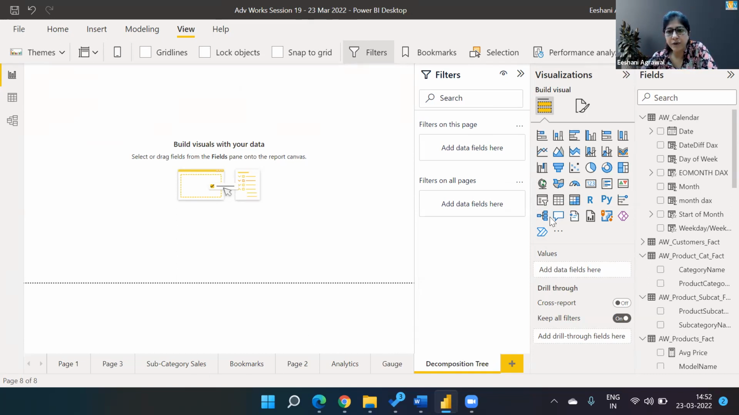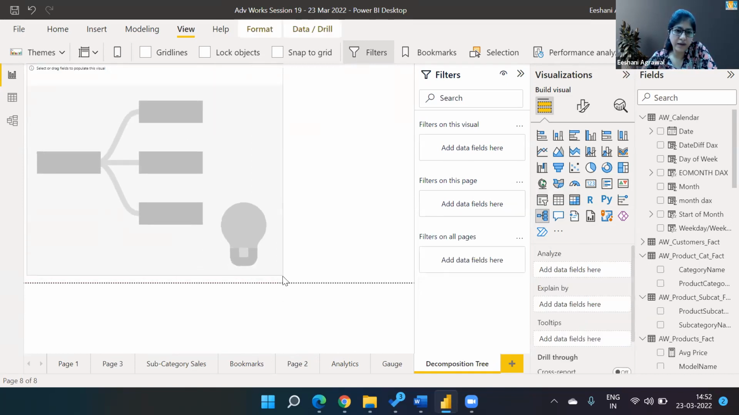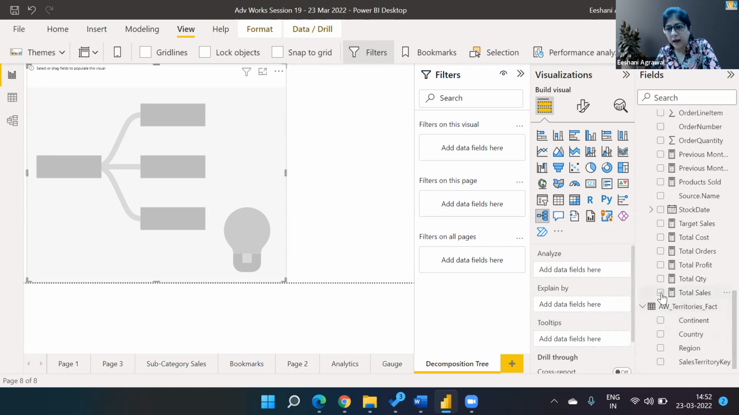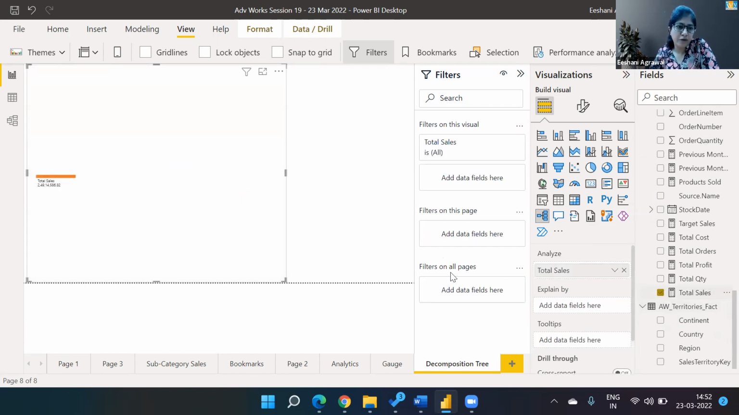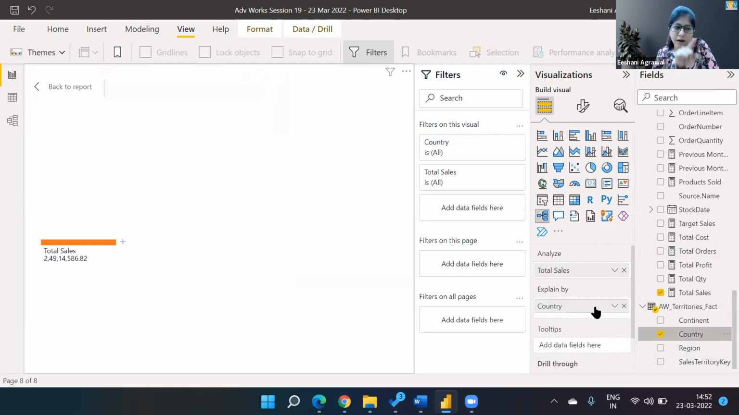So for example, if I create a decomposition tree, what it requires me to work with is, let's say I want to analyze the sales. So it says, what do you want to analyze? What do you want to explain it by? So I want to analyze my sales value, and I want it to be explained by, let's say, countries. The total sales is given over here. So I'm going to drop my country over here. As soon as I do that, you see that plus sign coming up over here, right?